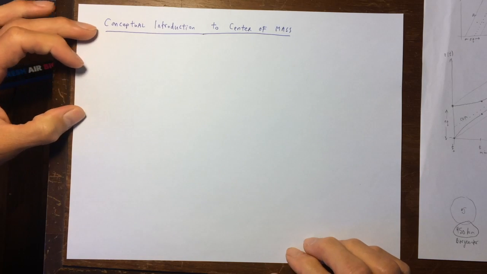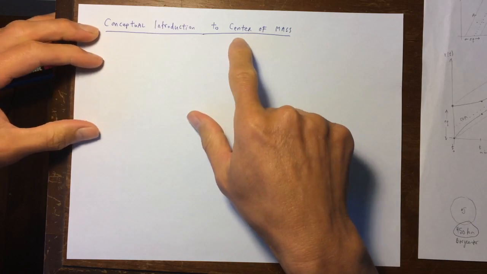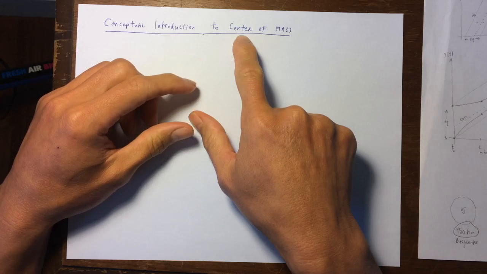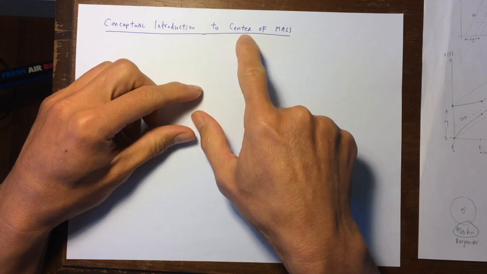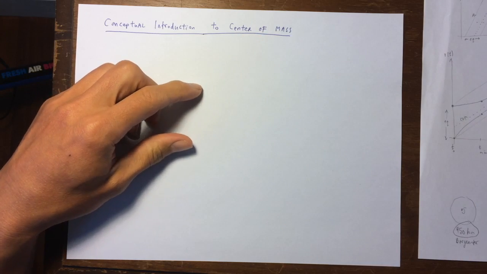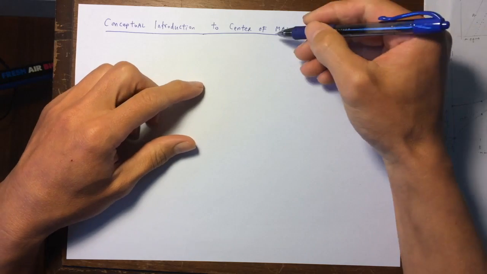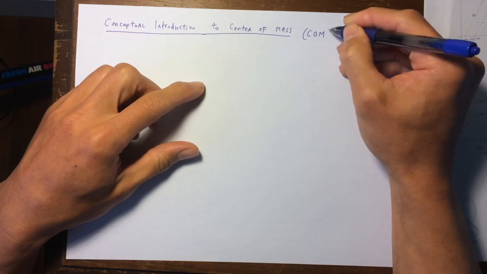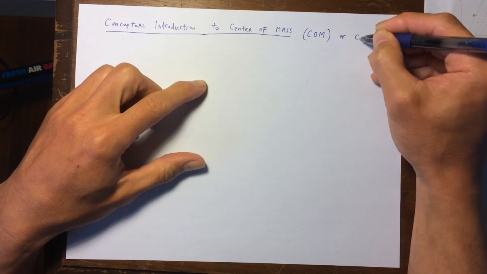So this video is a conceptual introduction to an idea or a way to keep track of an object or a system. This idea is called the center of mass, and the center of mass is often abbreviated COM or even CM.